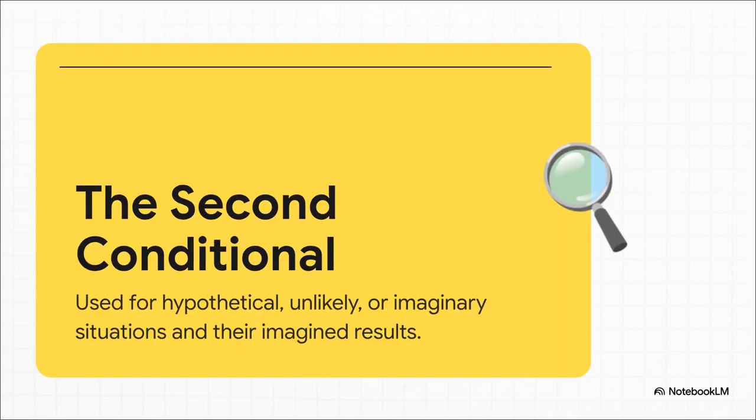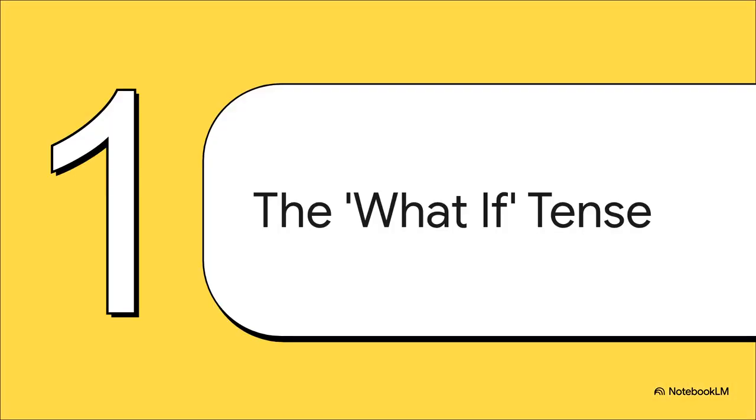So what is this thing exactly? Put simply, the second conditional is our go-to tool for anything hypothetical or imaginary. It's not about what is true, it's about what could be true if things were just a little different. It's basically your official license for imagination. So let's dive in. I like to call this the what-if tense because, well, that's exactly what it does. It lets us play around with scenarios that aren't real right now, but are definitely fun to think about.